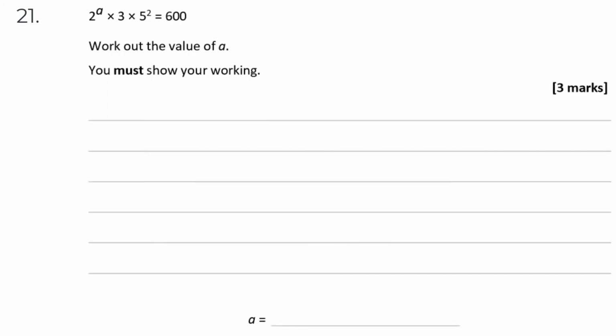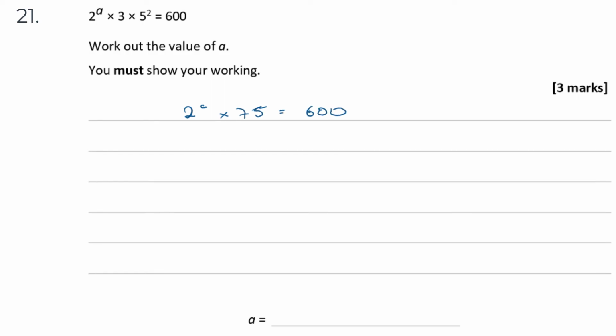2^a times 3 times 5 squared is 600. Work out the value of a. You must show your working. Okay, so this is 600 written as a product of its prime factors. We know everything apart from the power of 2, but we want to work it back out. So just multiplying this out again: 5 squared is 25, times 3 is 75. So we've got 2 to the power of a times 75 is equal to 600.